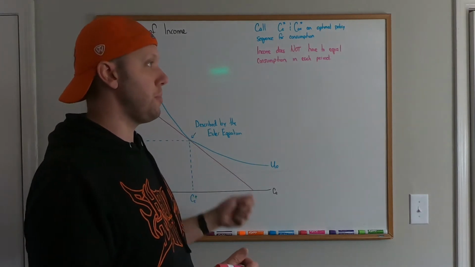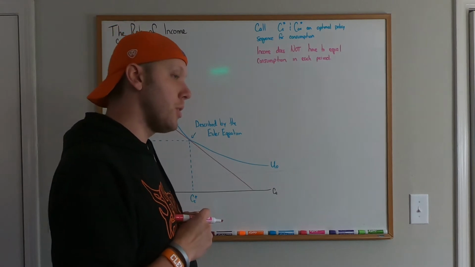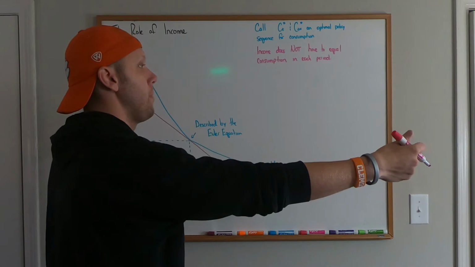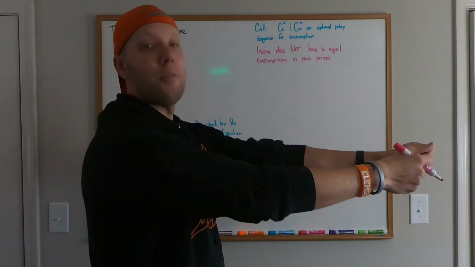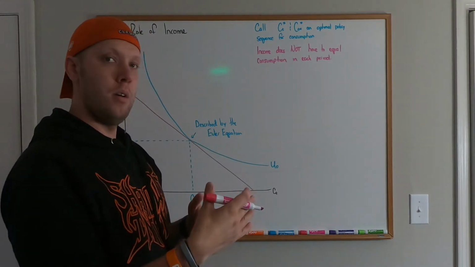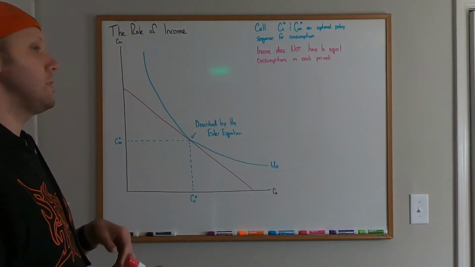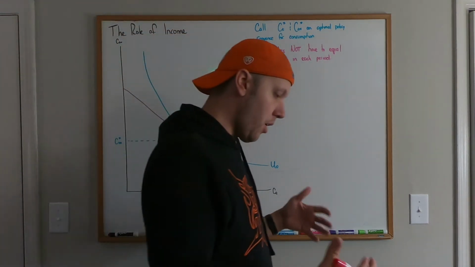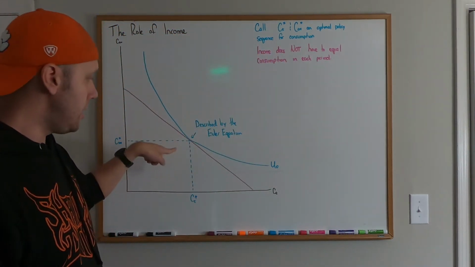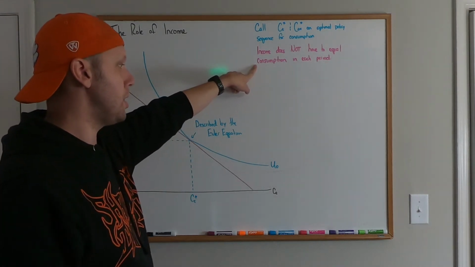Taxes don't have to equal spending every period. However, taxes over, say, the projected lifetime of the government have to equal spending over the projected lifetime. So you can tax a little bit less today, spend a little bit more today, tax a little bit more tomorrow, spend a little bit less tomorrow. Right? So the government's budget constraint is technically always satisfied, just like the individual consumer's budget constraint is always satisfied, even though income isn't going to be equal to consumption in each period.